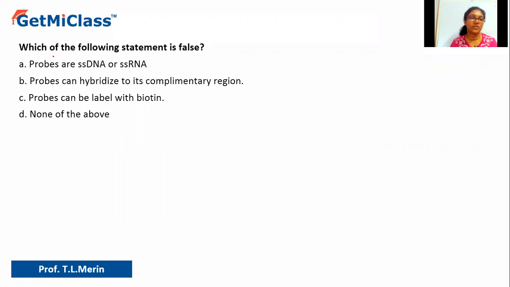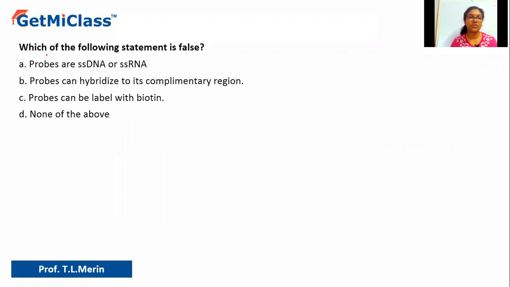So let's solve this question which says, which of the following statements is false? Option A, probes are single stranded DNA or single stranded RNA. Option B says probes can hybridize to its complementary region. Option C, probes can be labeled with biotin. Option D says none of the above.